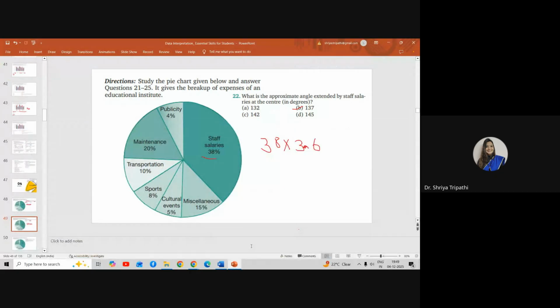Okay, so if it is 8%, we'll do 8 into 3.6 similarly. Are we getting the point, everyone? So whenever we are asked for an angle in a pie chart, please remember, whatever the percentage given, you multiply by 3.6. Okay, done?